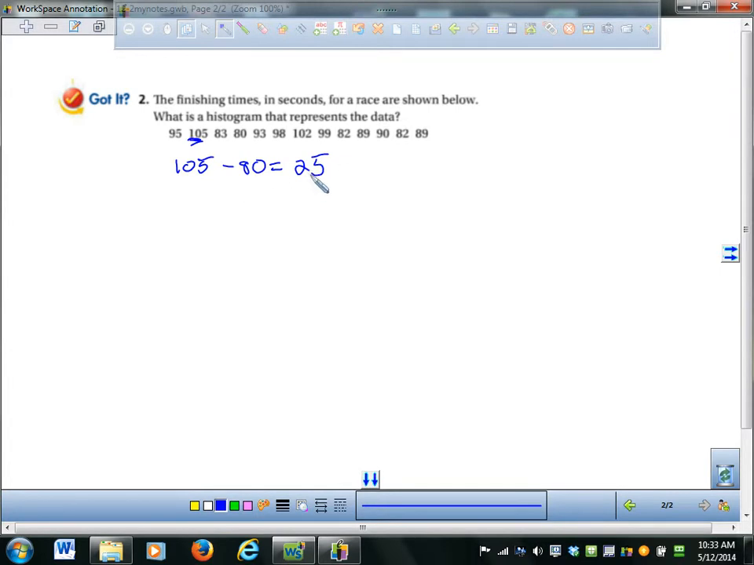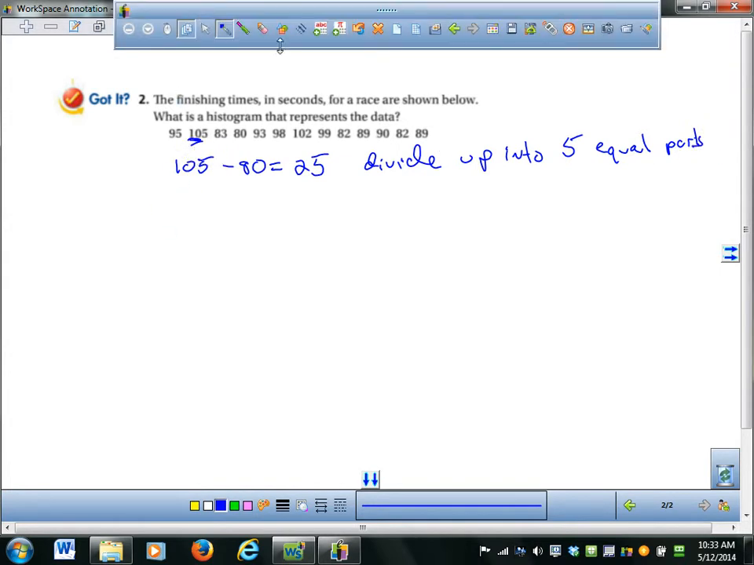So if I want to make, how many categories would be a nice even number to make? 5. 5, right? And count each one as 5. Yes? That makes sense? Okay? So we'll divide up into 5 equal parts. Equal parts. And where would I start? What's the lowest number? So we're going to just do a frequency table first, and then we can do a histogram. Oops. I don't want arrows on the end.